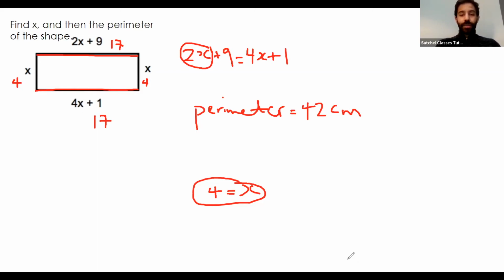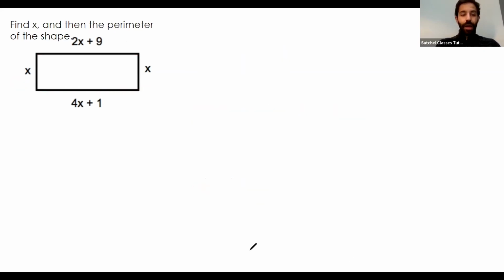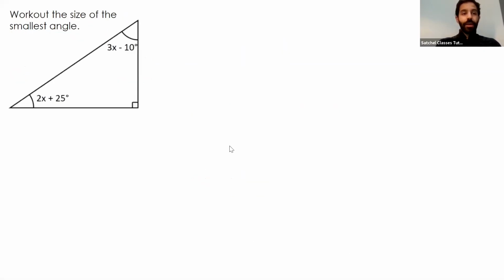So let's try another example. All right, so it says work out the size of the smallest angle. Now, one thing you need to know when you're dealing with these problems is that the sum of the angles in a triangle add up to 180 degrees. So any triangle, all of the angles, if you add them together, will be equal to 180. So we can create an equation here again.